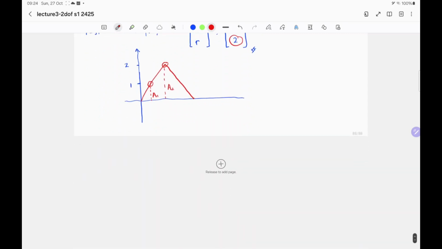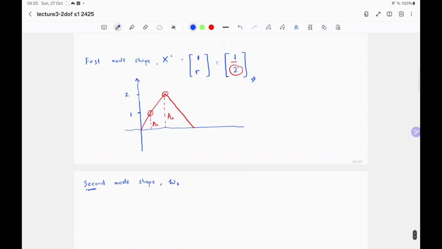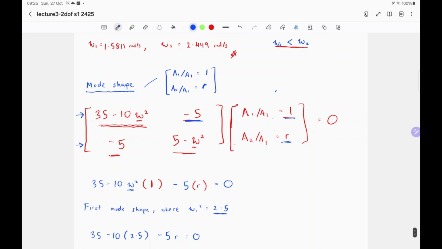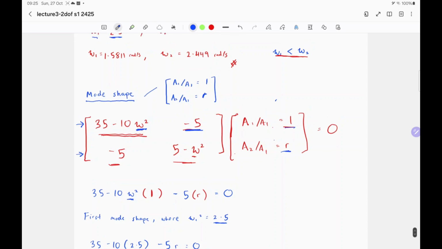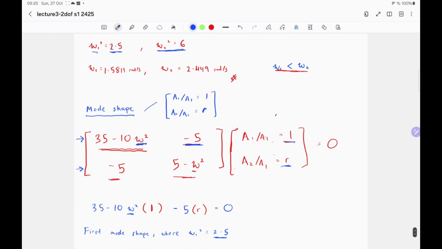Alright, for the second mode shape, we need to use the second natural frequency value, omega 2. But we use omega 2 squared instead of omega 2, because in here it is given as omega squared, so it's easier for us to use the omega squared value. For the second mode shape, omega 2 squared equals 6.